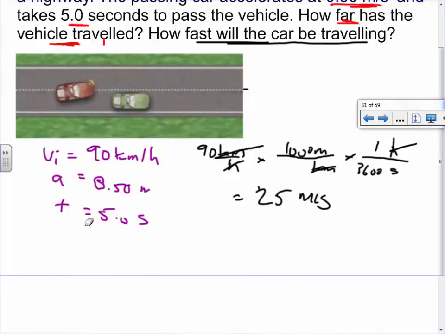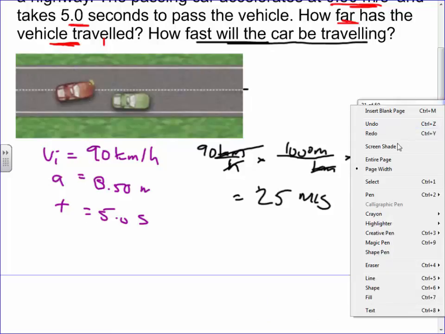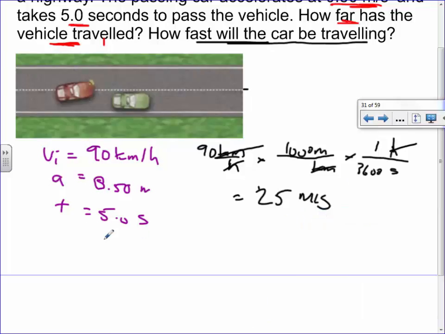Okay. Now what I did is I took off the D, because D is what we were looking for last time, but rather than looking for D, now let's look for velocity final. You know what I'm saying? Because nothing's changed. You still started at 90 clicks an hour. You still accelerated at 0.5 meter per second squared. That got erased. Still takes you 5 seconds, but now you're looking for another variable.